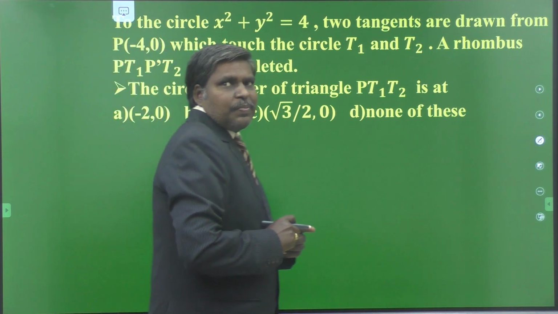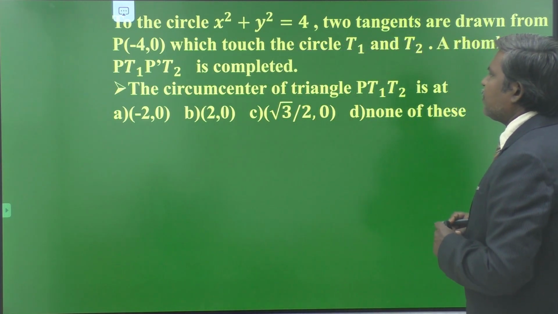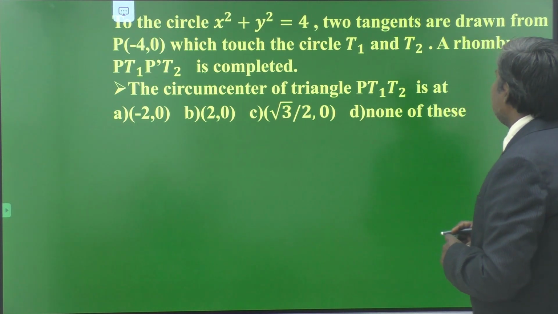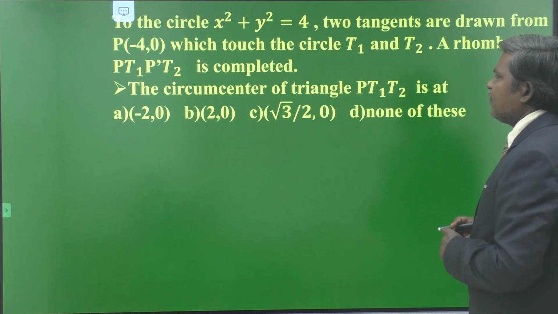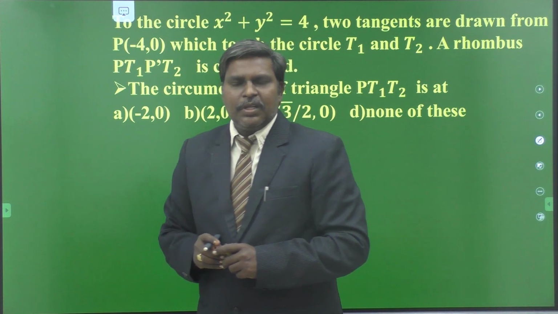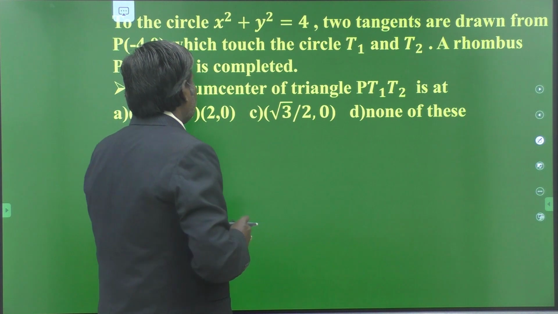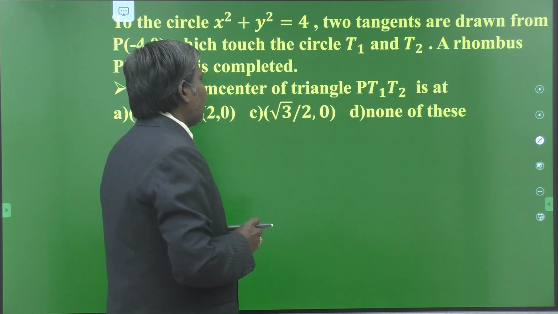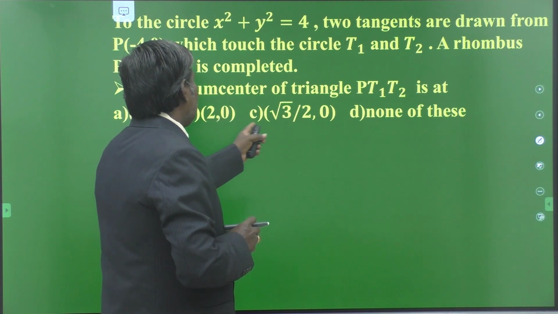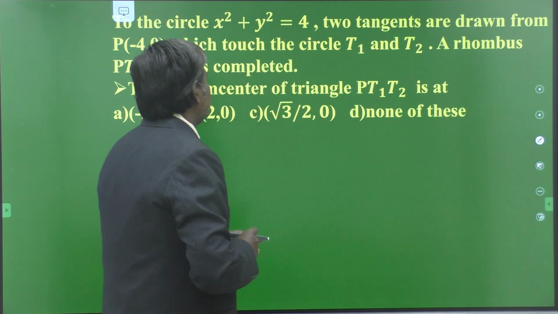The circle x square plus y square equal to 4 is there. This is the circle. Two tangents are drawn from P (minus 4, 0), which touch the circle at T1 and T2. A rhombus P T1 P' T2 is completed. Then the question is, the circumcenter of the triangle P T1 T2 is what? Minus 2 comma 0, 2 comma 0, root 3 by 2 comma 0, or none of these. This is the question.